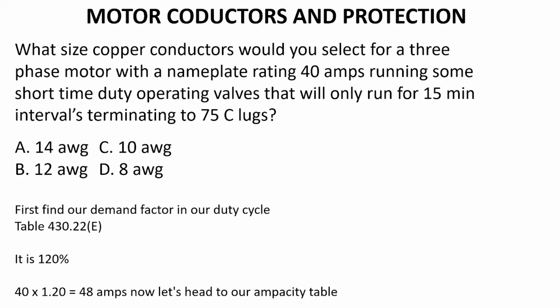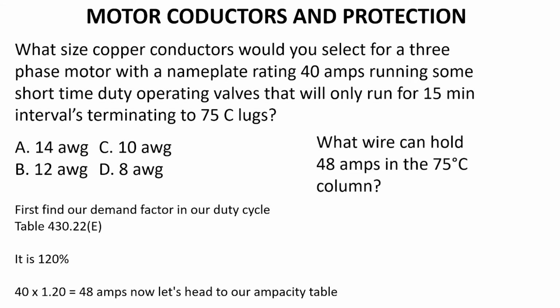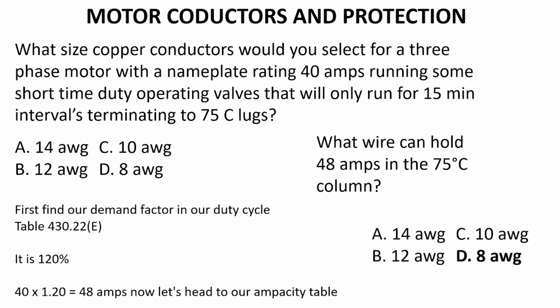Now we head to our ampacity table to size our wire. What wire can hold 48 amps in the 75-degree C column? And the answer is D.